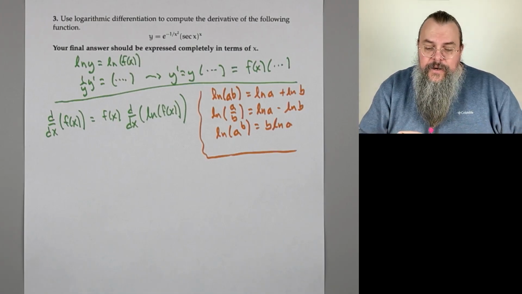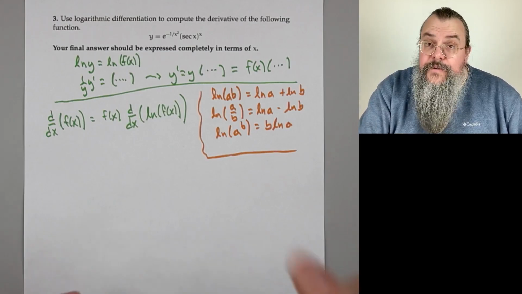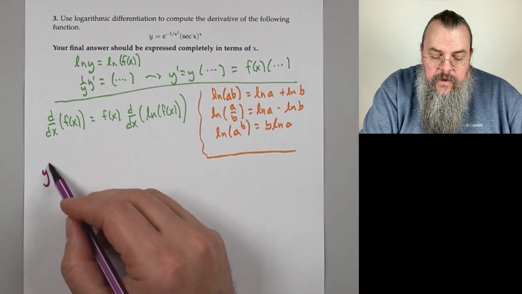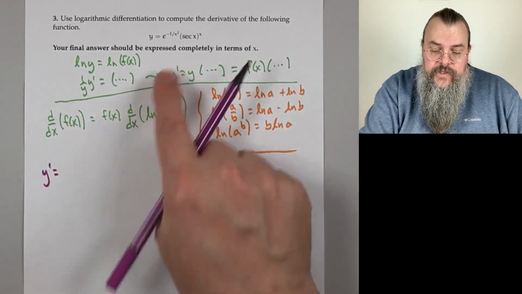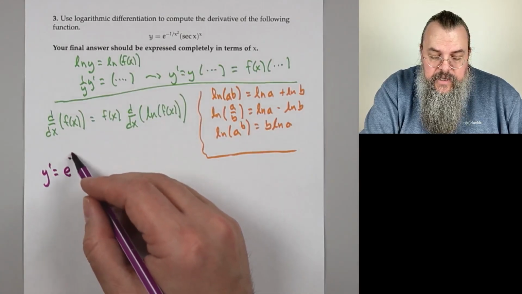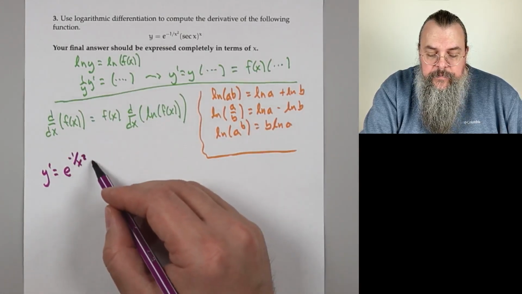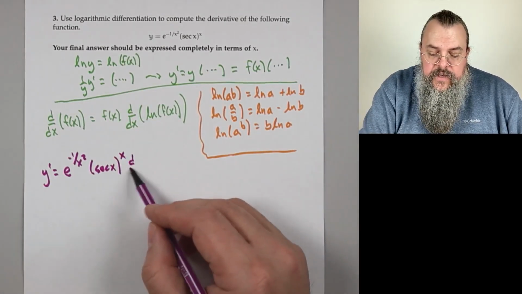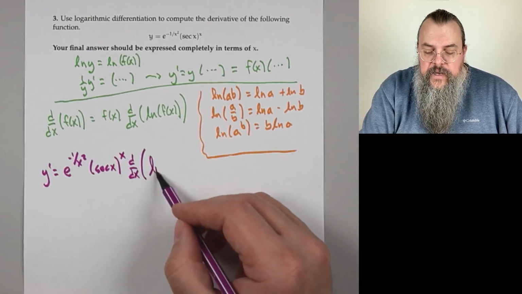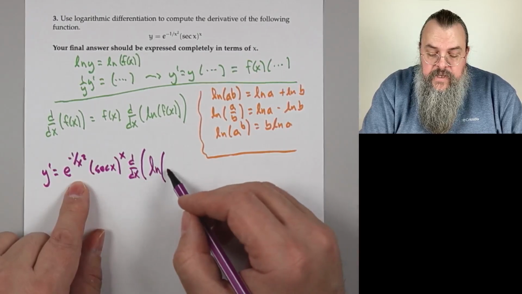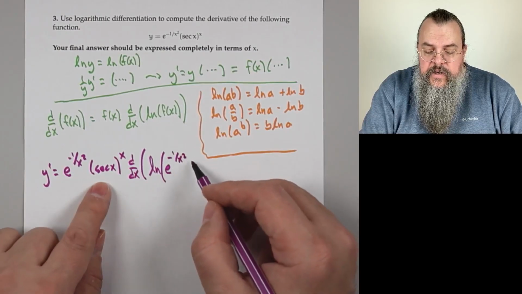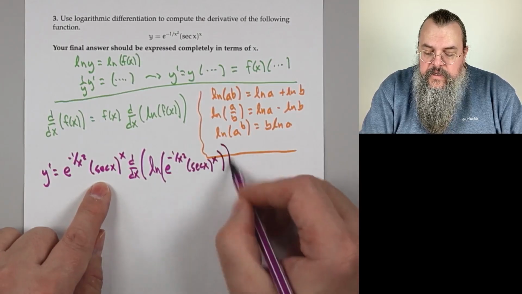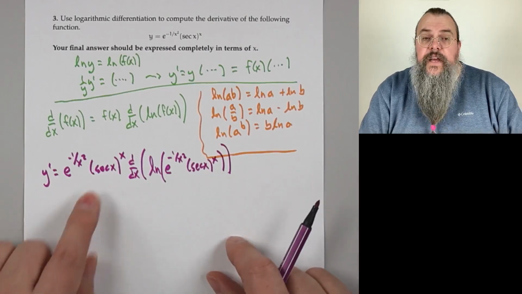All right, so here we go. We're going to compute that derivative. So we have y prime. According to our rule, it's the original function. So we just write the original function over again: e to the minus 1 over x squared, secant of x to the x power. Then we're going to multiply that by the derivative of the natural log of, same thing, e to the minus 1 over x squared, secant of x to the x power. And, okay, you have to make sure you count your parentheses, but yeah, okay, we got the right number of parentheses.